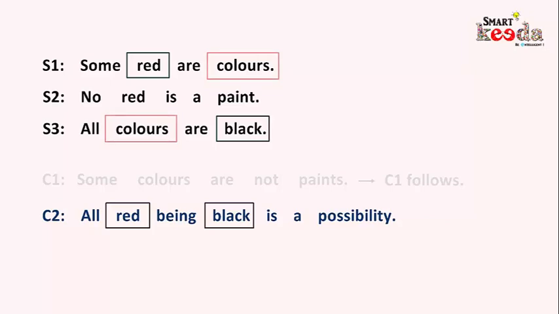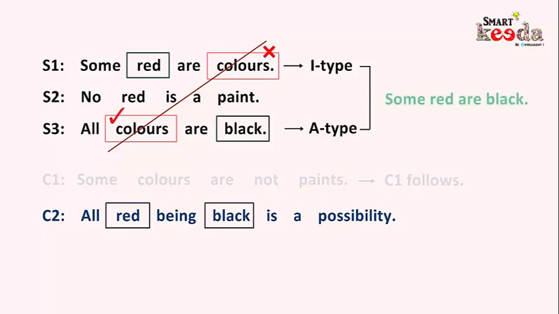Now we can see that while S1 is an I-type statement, S3 is an A-type statement, which means the middle term is not distributed in S1 but is being distributed in S3, and thus we can deduct the middle term colors, and the definite conclusion we find here is some red are black.